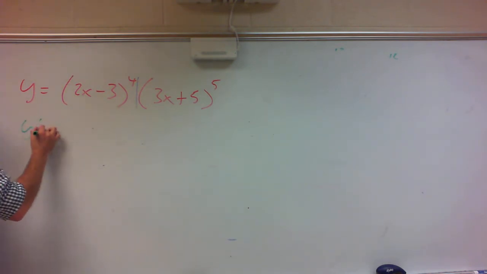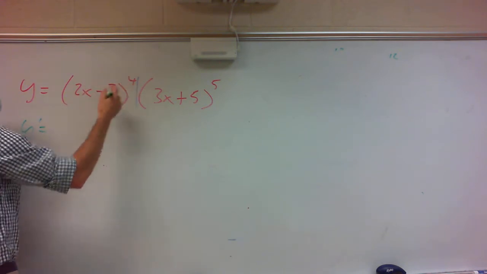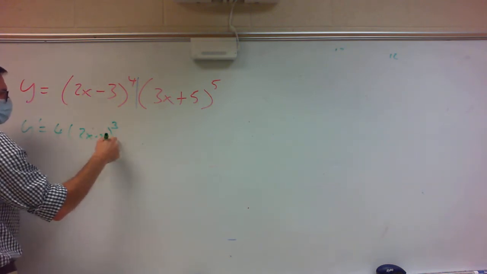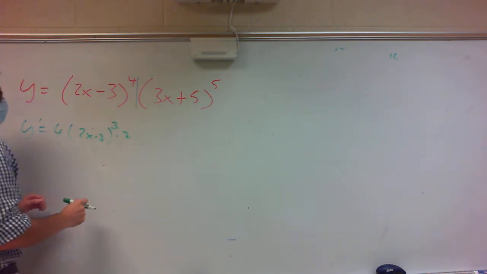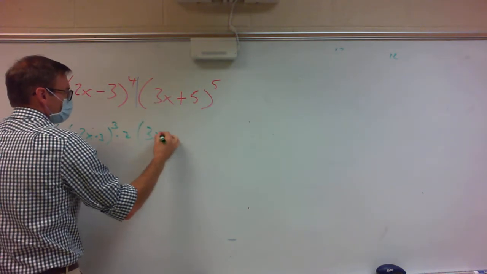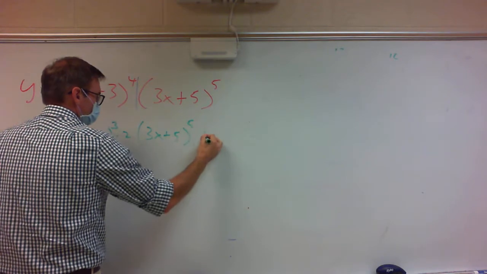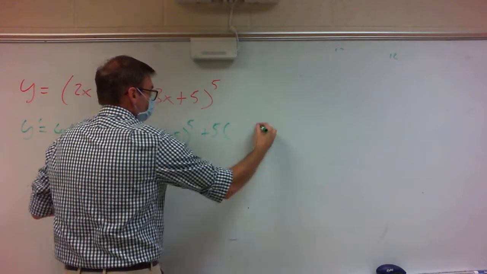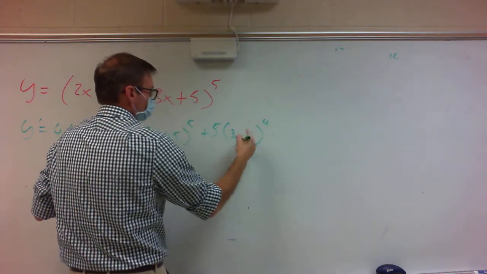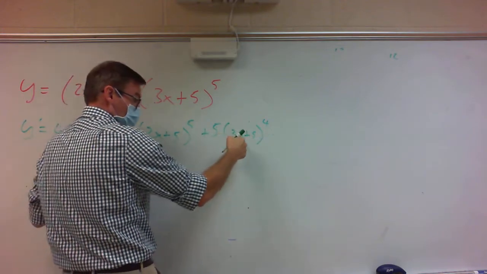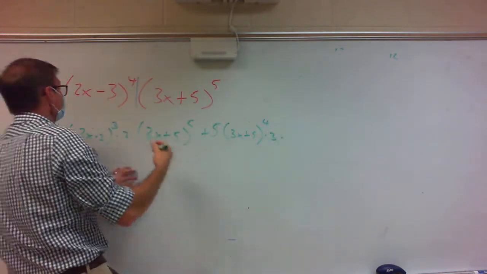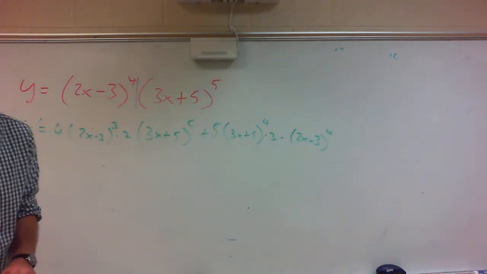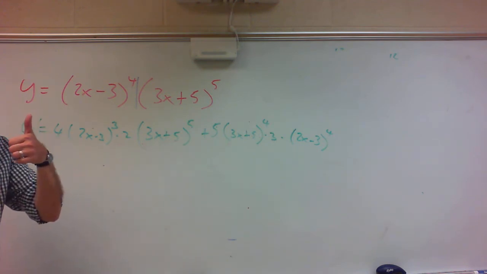All right, so I see 4 stuff to the 3rd. So my stuff is going to give me 2x minus 3. I got to remember the times 2. Copy this thing, so it's going to give me 3x plus 5 to the 5th, plus derivative of that, which is going to be 5 stuff to the 4th. And again, my stuff is 3x plus 5. I said the word stuff, so I got to take the derivative of that, which gives me a 3, times this thing, and that gives me 2x minus 3 to the 4th. Are we okay with that as our first step?